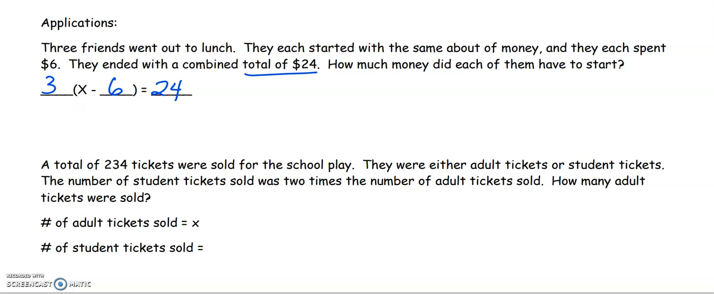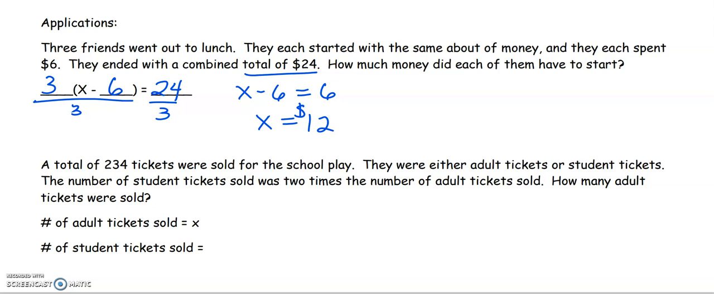Your equation would look like this: 3 times (x minus 6) equals 24. And then from here, we can decide how we want to solve it. We can either distribute or we can divide everything by 3. I'm going to choose to divide everything by 3 here. And we'll get x minus 6 equals 6. Add 6 to both sides, and we'll get a value of 12. Each friend brought $12.